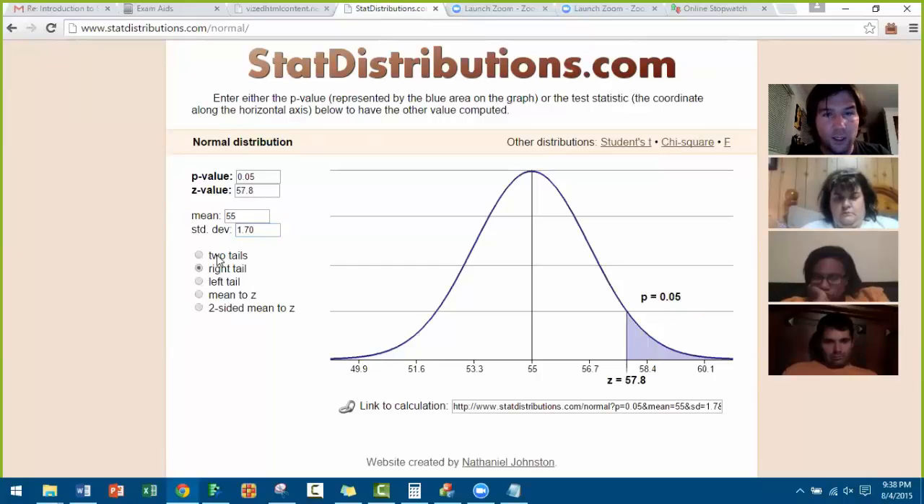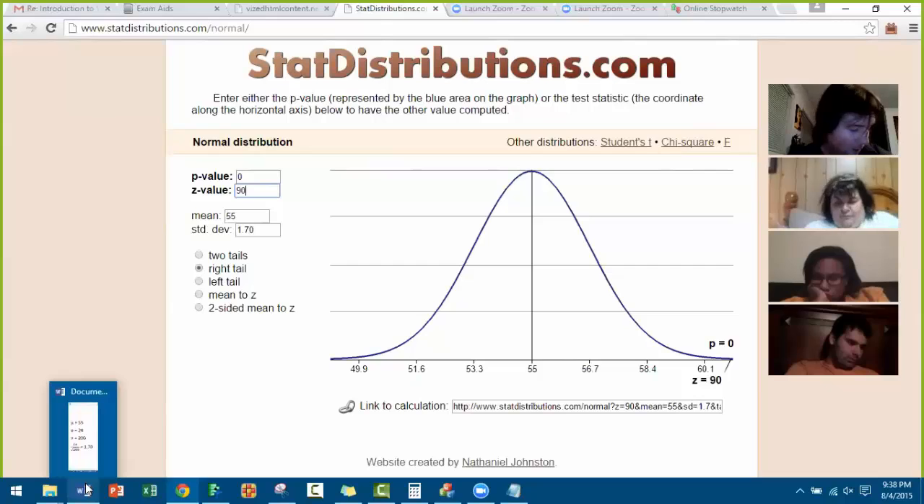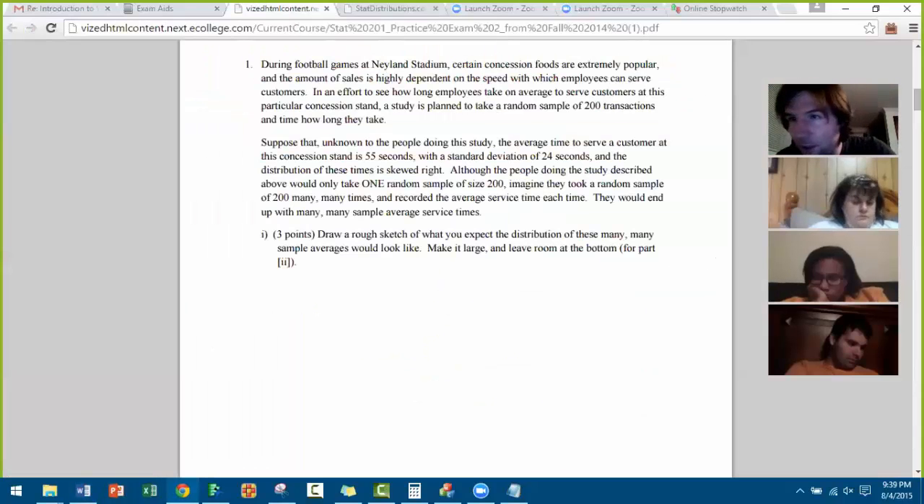Technically speaking, we don't really need anything plotted on it, so let's just put that off in there. So as you can see, it goes down 1.7 every time. This is the distribution of sample averages right here. Distribution of sample averages. Lot of stuff right here. So let's go back to our problem. That is the drawing of the distribution.